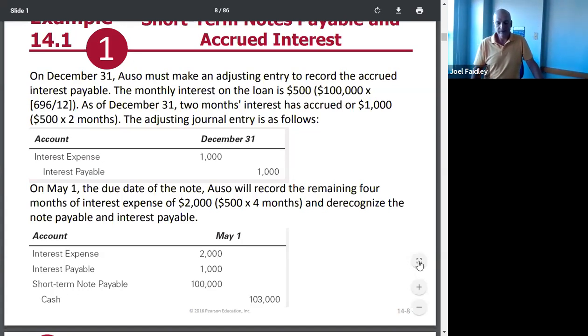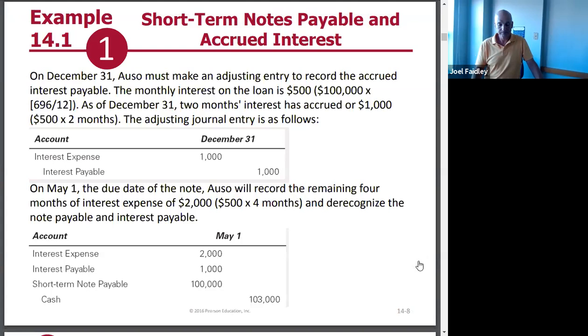Because that interest payable of 1,000 was what we had to accrue at the end of the year, and then we reversed that entry for interest payable and record the other two months there for interest expense. All right, and then there's our short-term notes payable, and so there's the entire cash that we have to pay out. You don't have to pay cash out at the end of the year, but you do have to do the accrual. We're under the accrual basis of accounting, right?